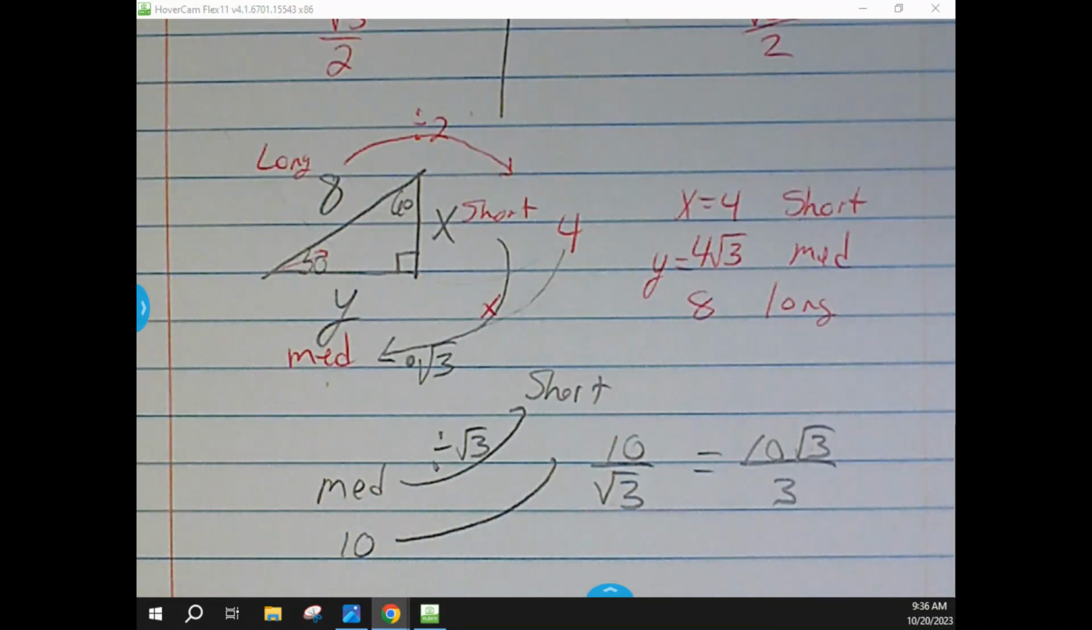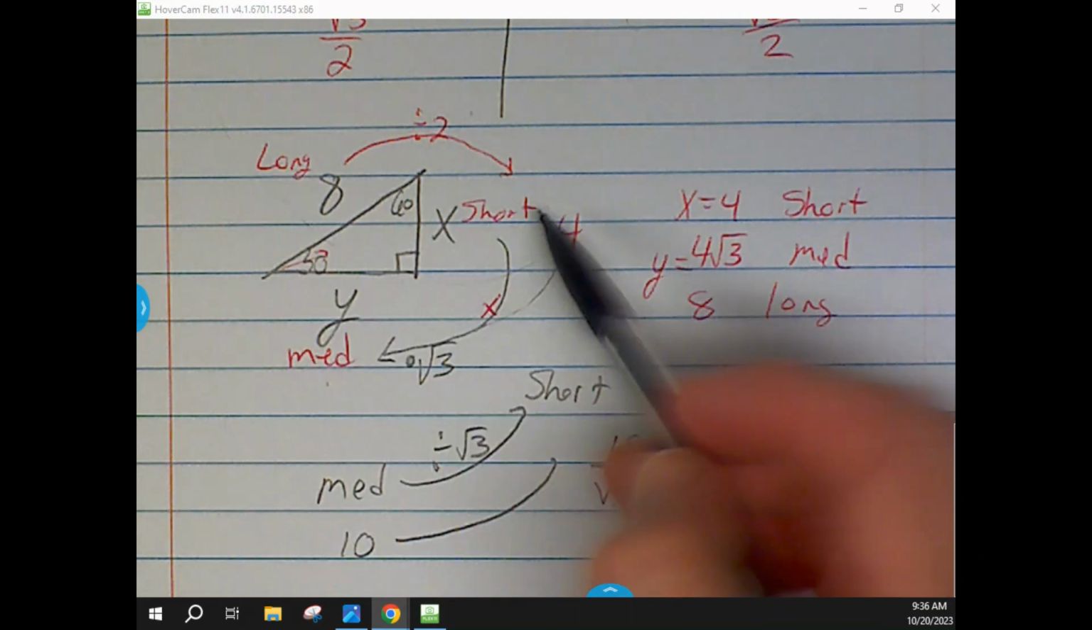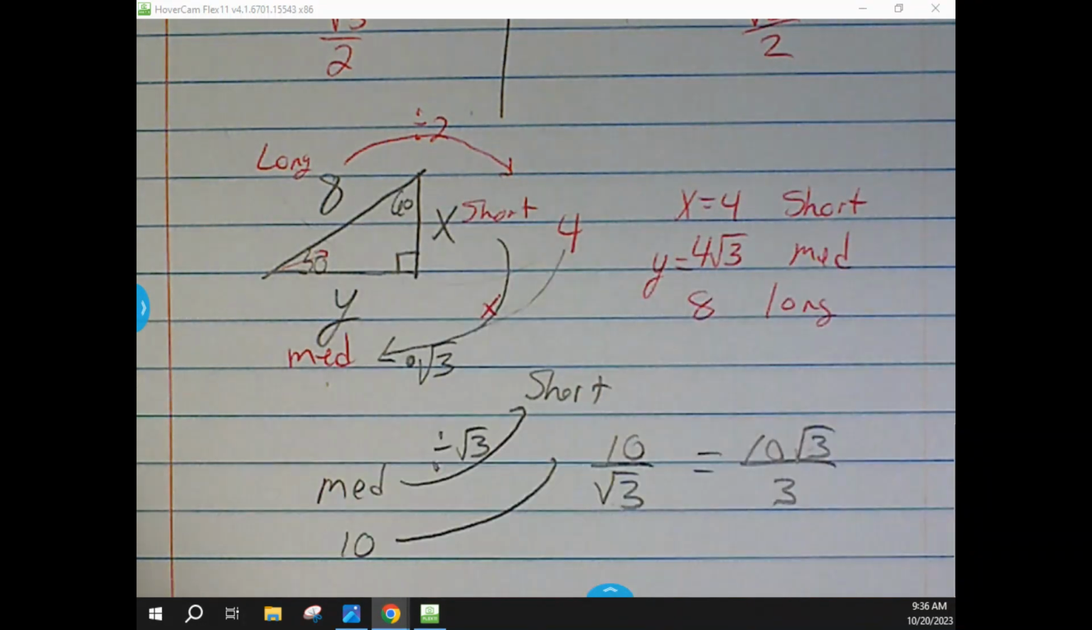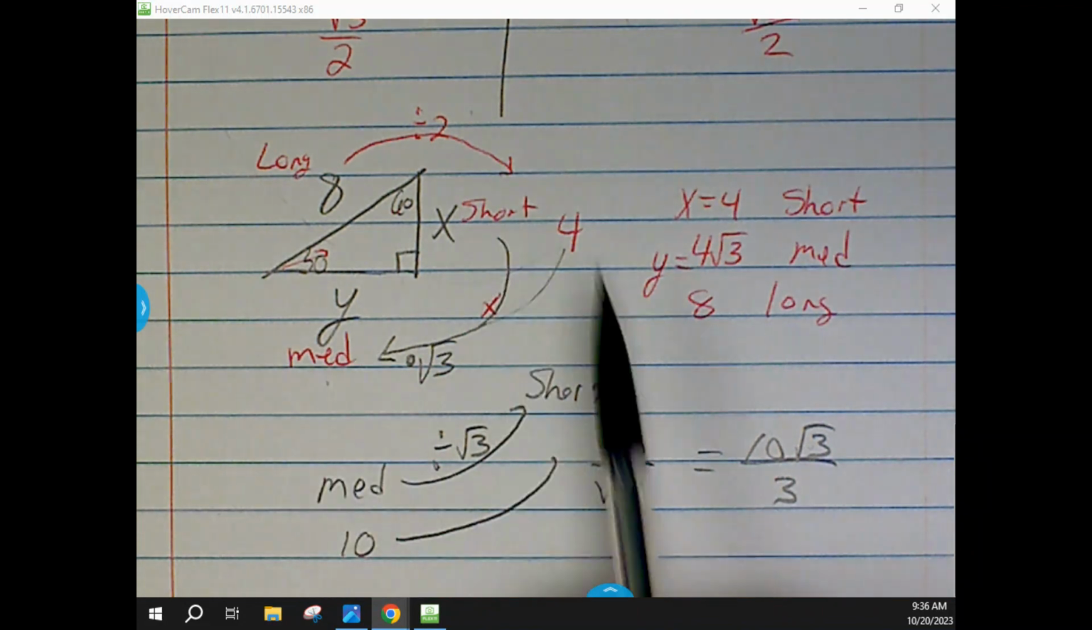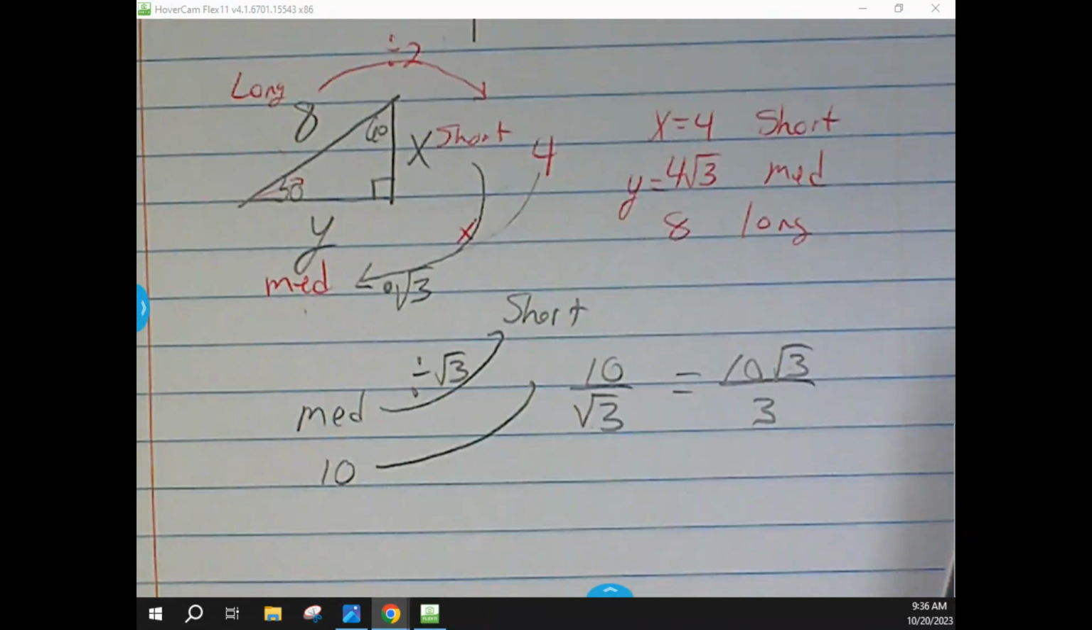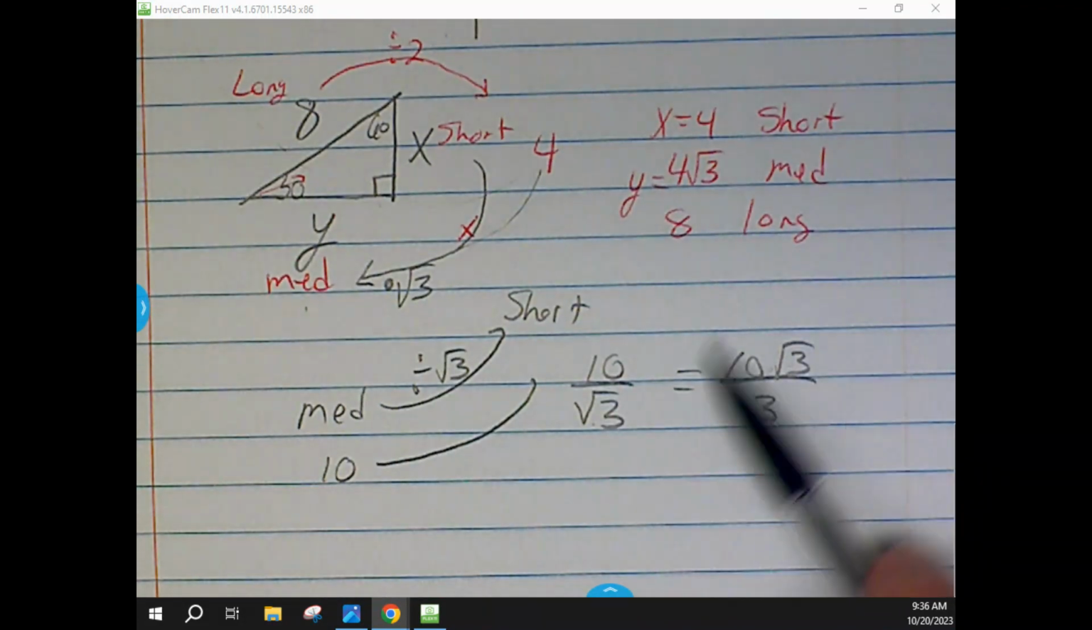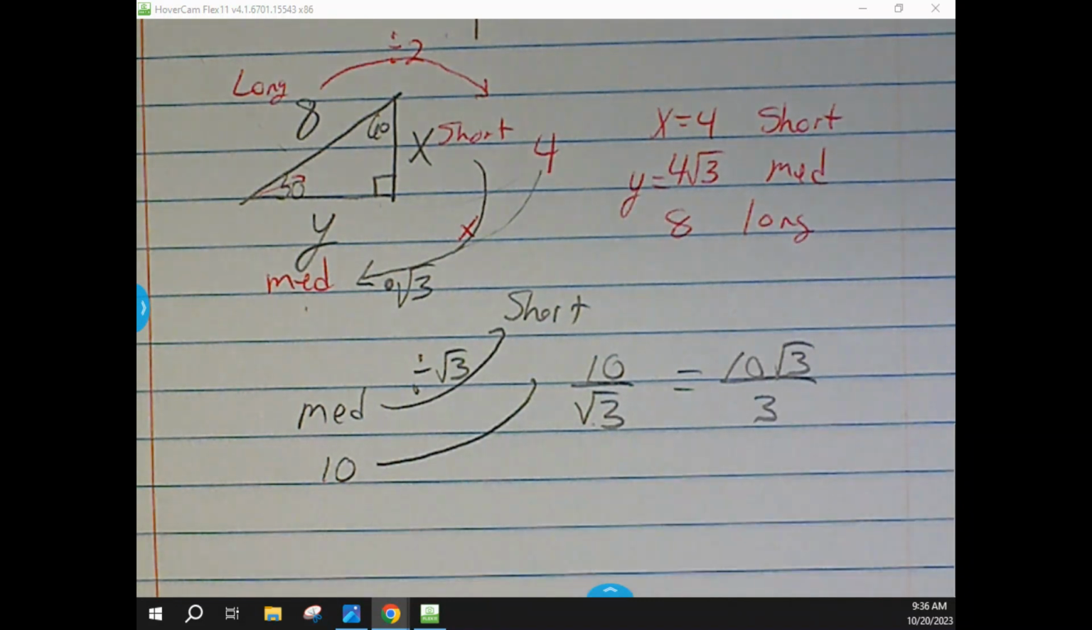Okay, so hopefully they'll give you either the long or the short side, because if you got either one of those two, everything else is easy. If they give you the medium side, it's not really hard. It's just going to be kind of ugly, because that's not a very pretty answer, because it's a radical and it's a fraction, so it's just all kinds of ugly.